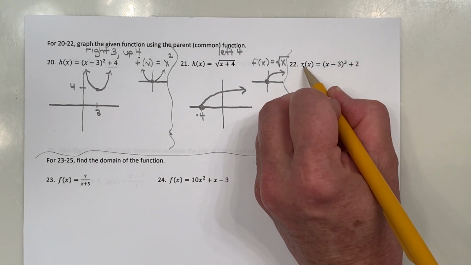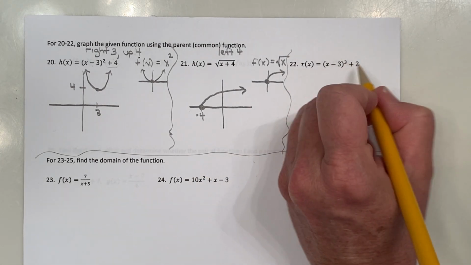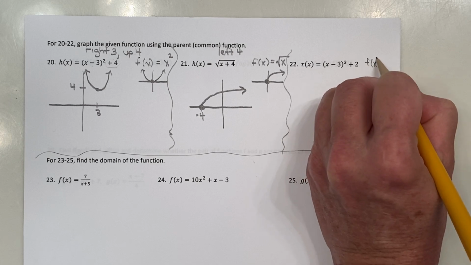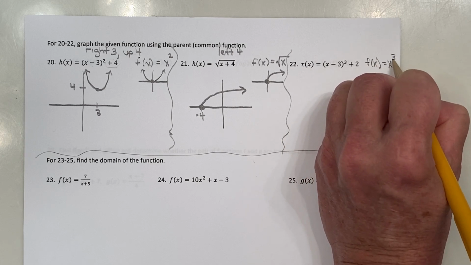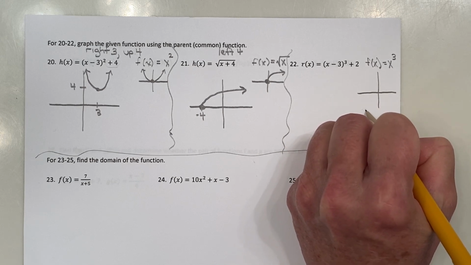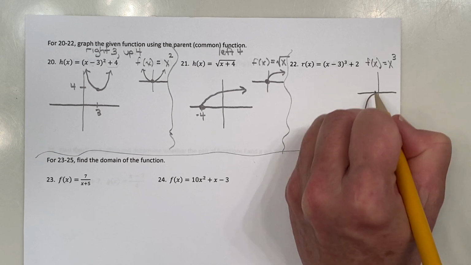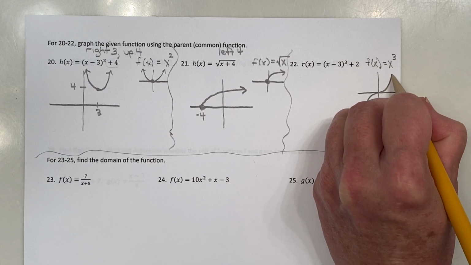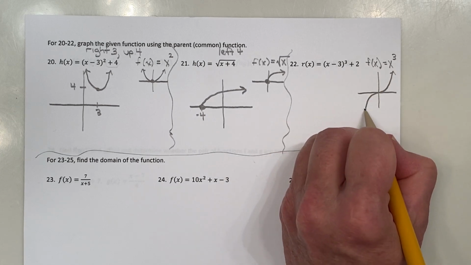All right, for 22, I can look at the equation. I see the exponent of 3, so the parent function is the cube function, f of x equals x cubed. Its graph looks something like this. It swings this way, bends this way, and then when it hits the origin, it concaves back upward like that.